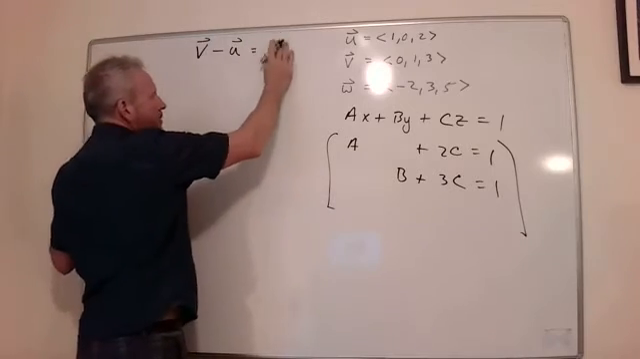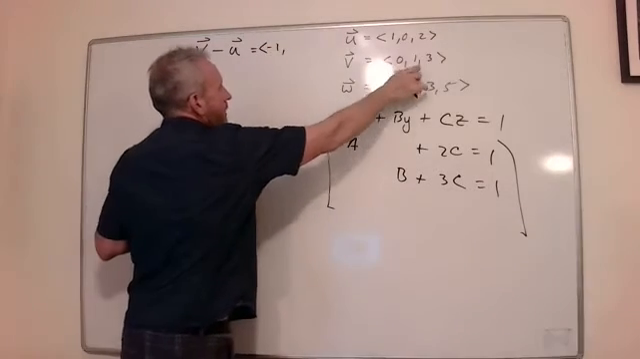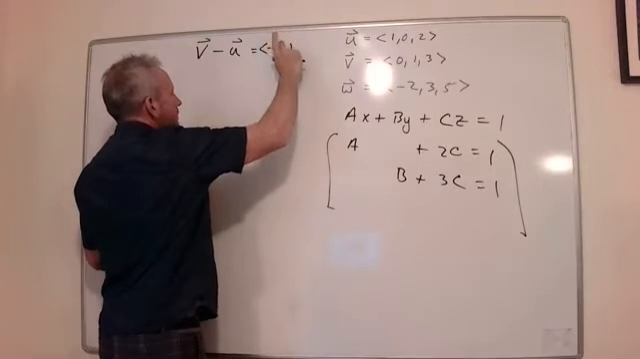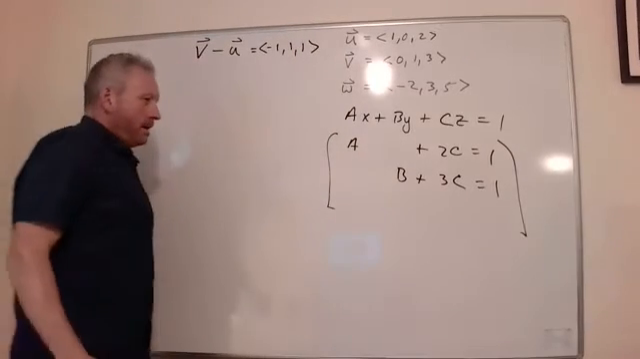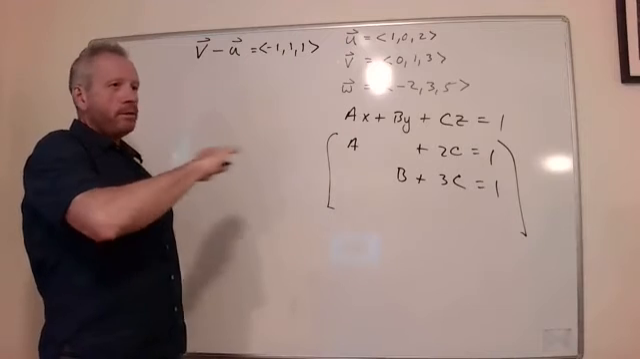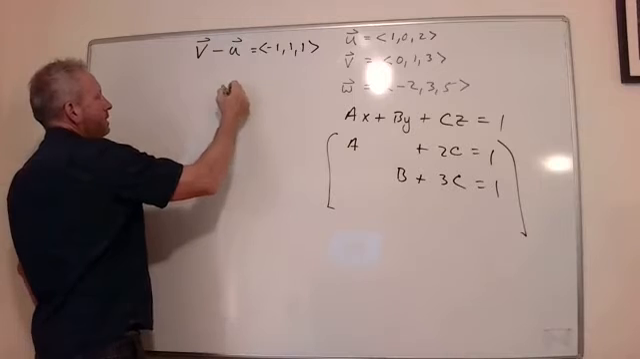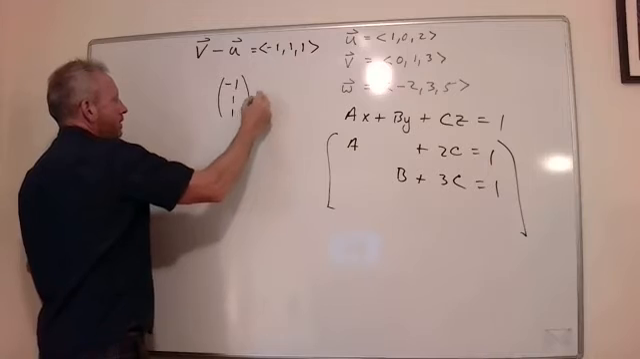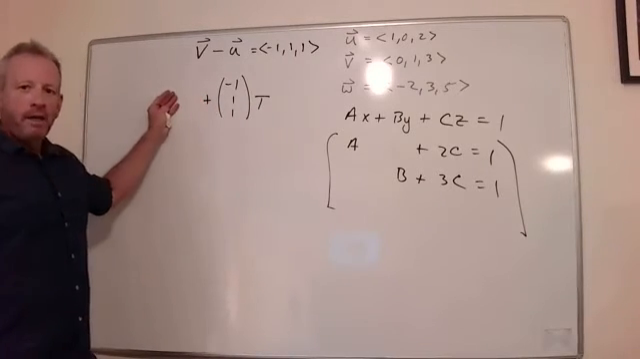And how do we do that? We just simply subtract. So 0 minus 1 is negative 1, and 1 minus 0 is 1, and 3 minus 2 is 1, like that. So there is our direction vector. That's the vector that goes between u and v. And how do we write the line? Well, we write it like this. We can write it one of 2 ways, but I'll write it like this right now. Negative 1, 1, 1 times a parameter t plus a point on the line.